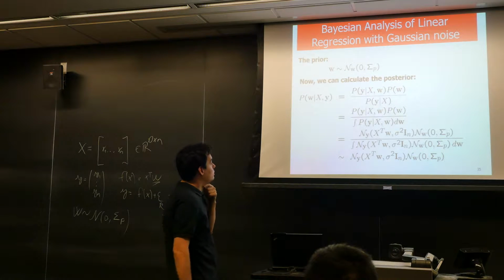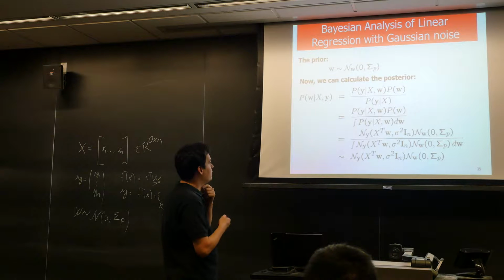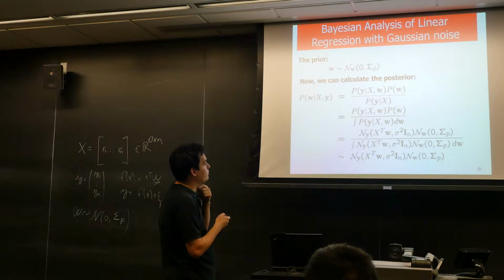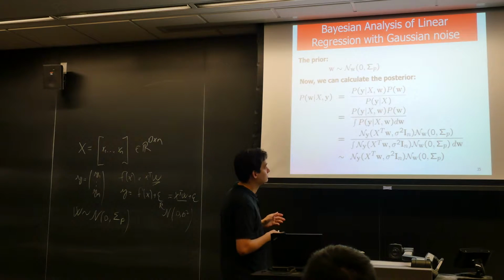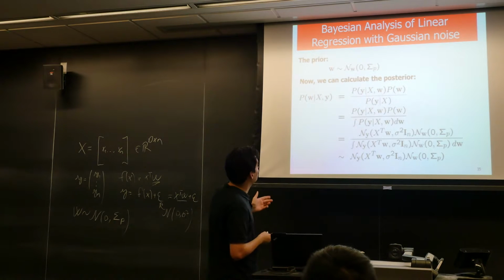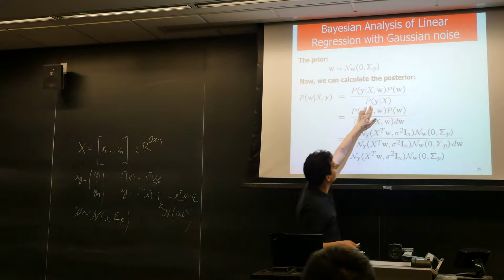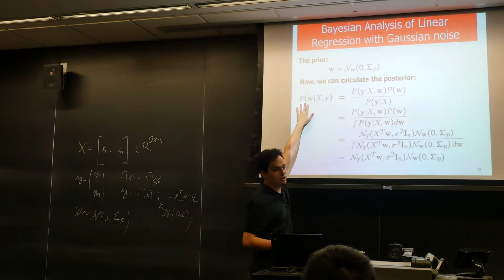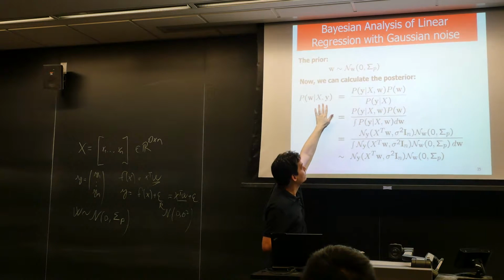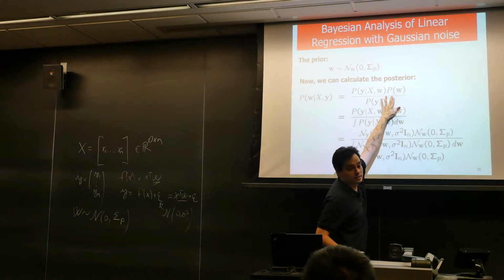All right, so let's calculate the posterior distribution of w after that. The posterior distribution would be just the product of the likelihood, which we calculated, multiplied with the prior and divided by this term. This is just Bayes' rule. This term doesn't have w in it, so we can just say that the probability of w given x and y is proportional to the product of this term and this term.